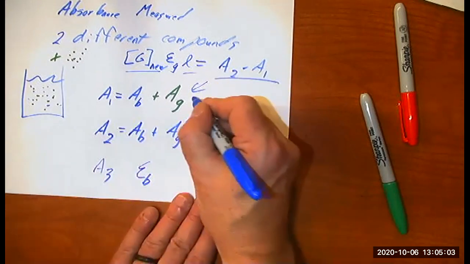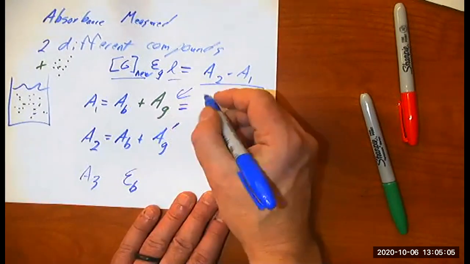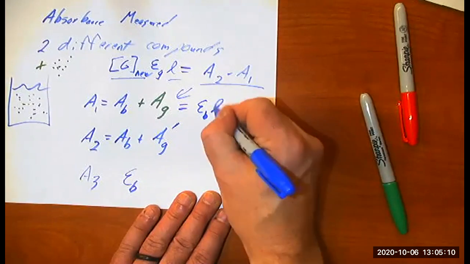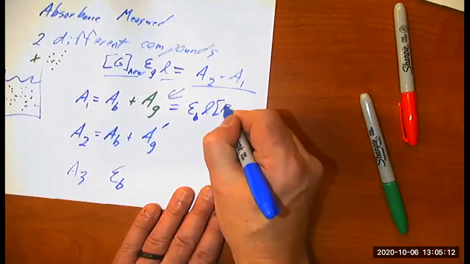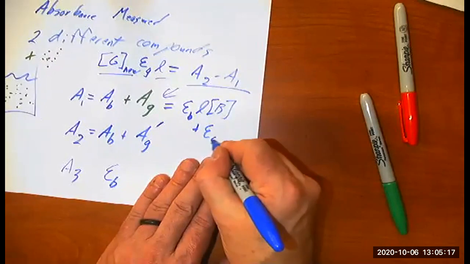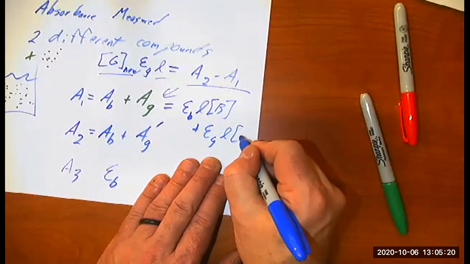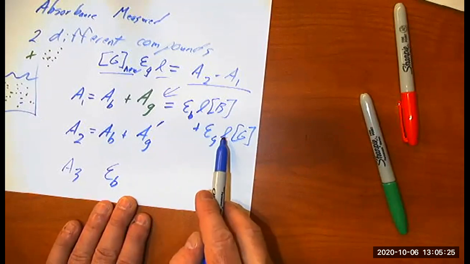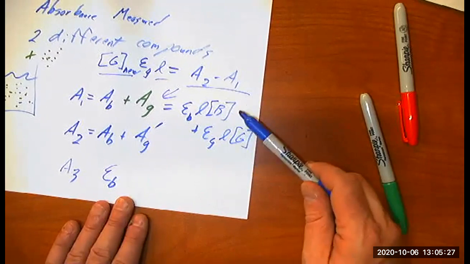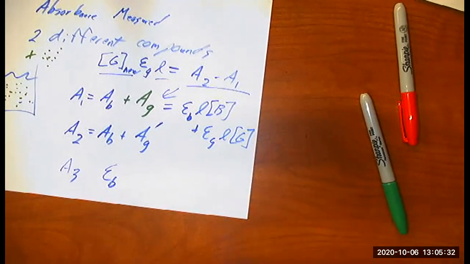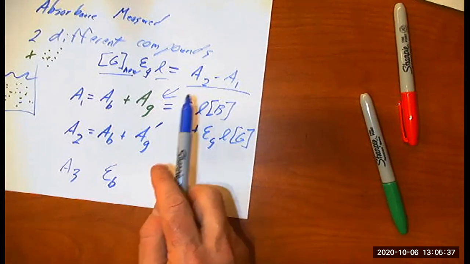And then up here at this point, you know that this is going to be your epsilon B times your path length, which is the same, times your concentration of the blue stuff, plus epsilon G, same path length, concentration of the green stuff. And so if you have both of those two pieces of information and you're given this, you still need one more piece of information to be able to figure out those two, and I don't know what other information you're given.